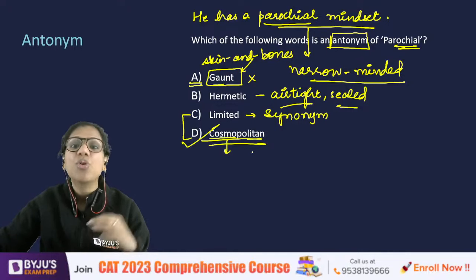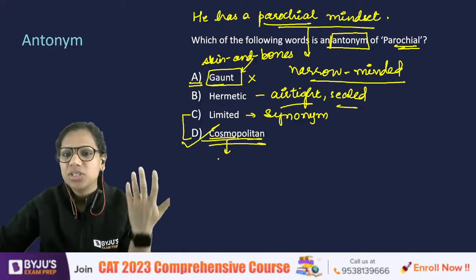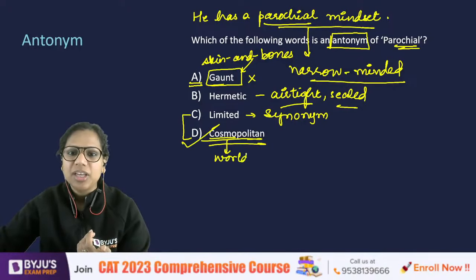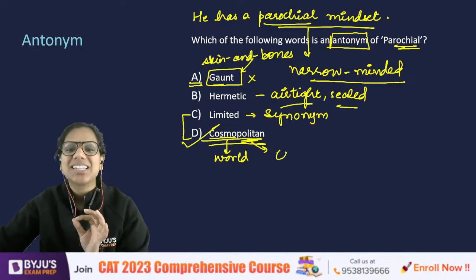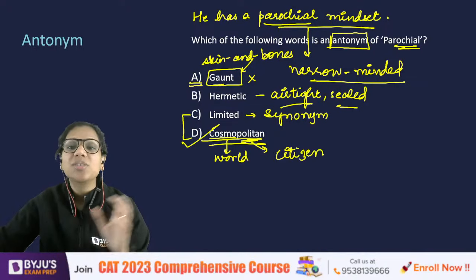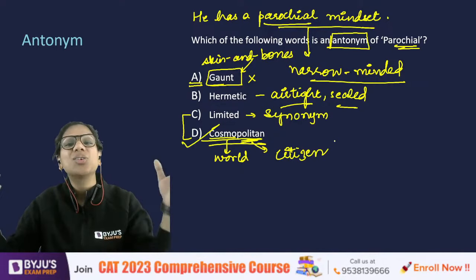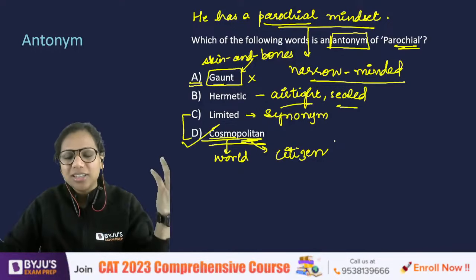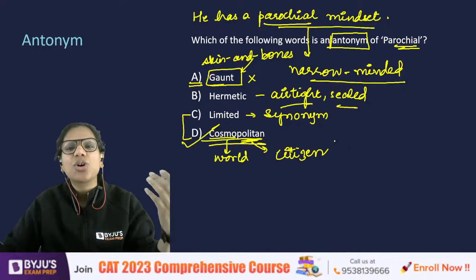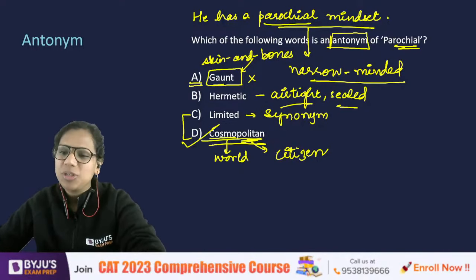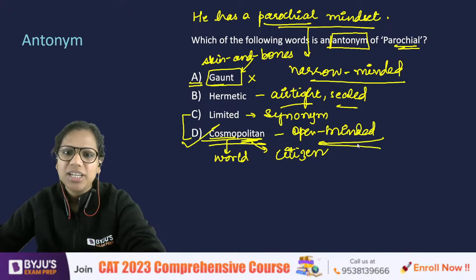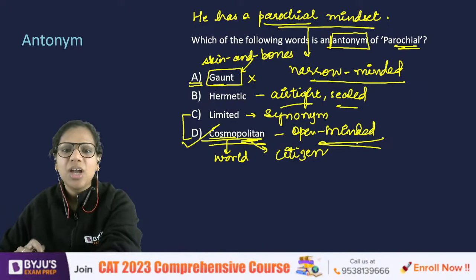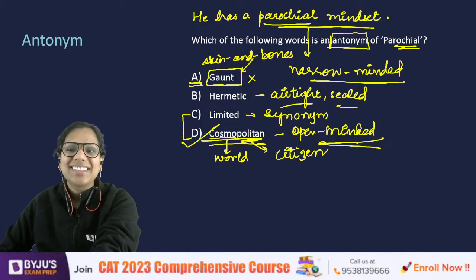Cosmo, cosmos, the universe, the world. Polit means citizen. So someone who is cosmopolitan claims to be a citizen of the world, is very open to mixing with people of other cultures, knows about other cultures. That person is cosmopolitan. Very open-minded such people are, right? So this is our answer. All right, D. Okay, so hope this is clear.